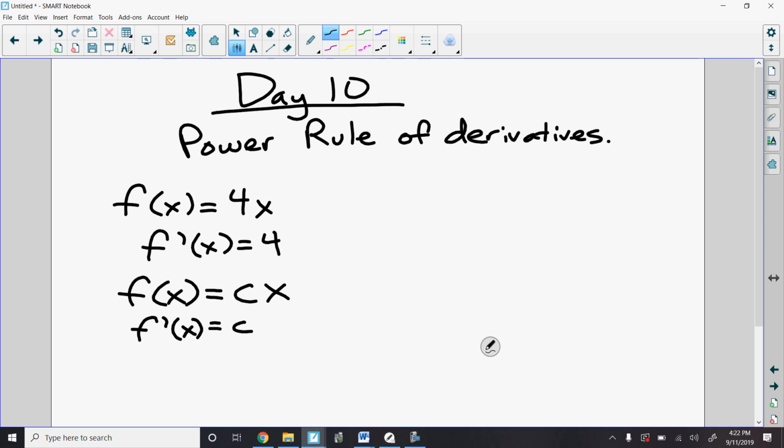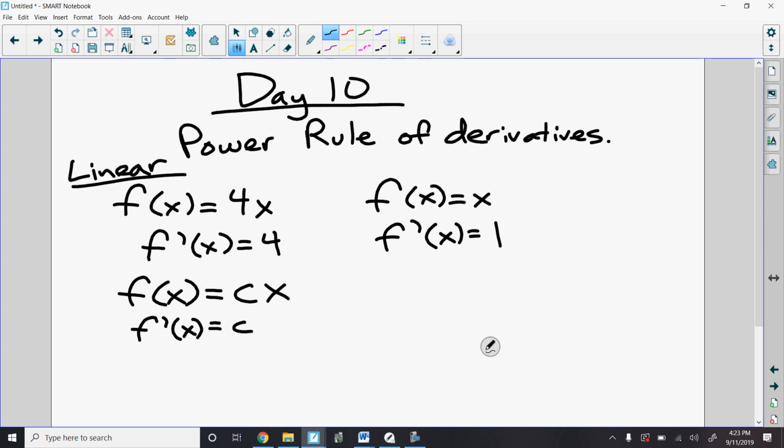The derivative of x would be what? What if I said f of x equals x? What would f prime of x be? Well, again, think about that. That's just a linear graph with a slope of 1. So if f of x equals x, f prime of x would equal 1. So these are derivatives of linear functions.